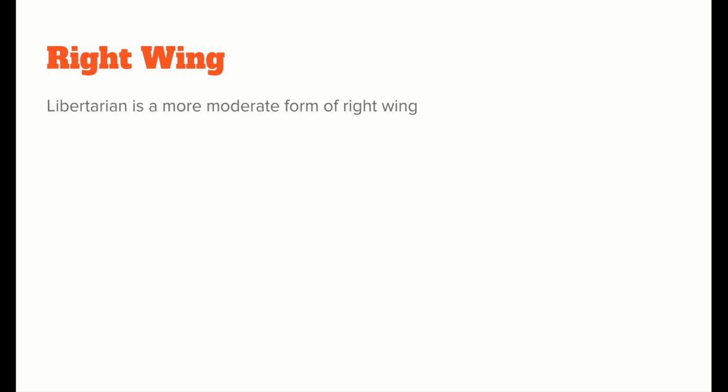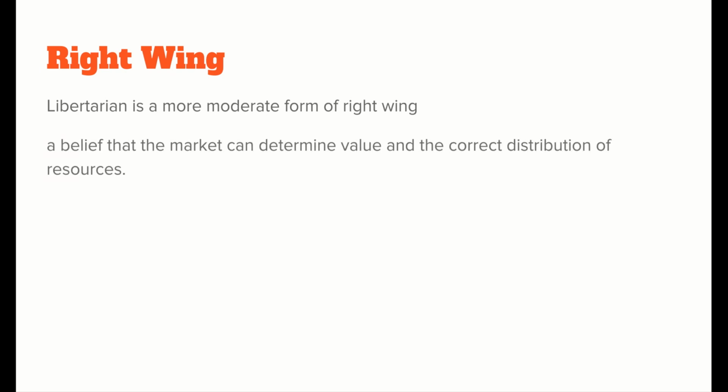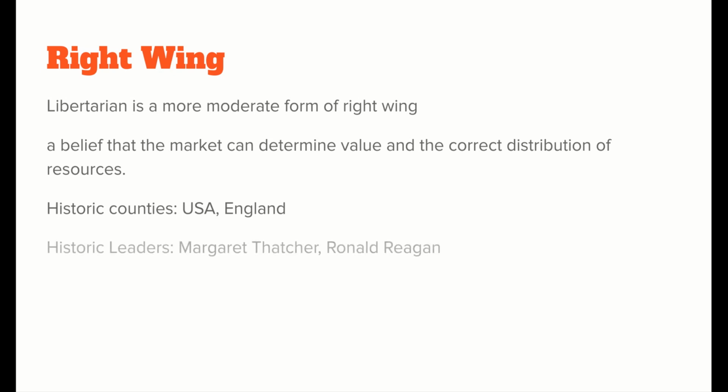Libertarian is a more moderate form of right wing. They believe the market determines value and the correct distribution of resources, so that's closer to the center of right wing. Historic countries: USA and England. I'm talking historic USA and historic England, in the 1980s. Margaret Thatcher and Ronald Reagan believed in these ideas. So in the 1980s they shifted these economies more to the right, and they were further from the center or left.